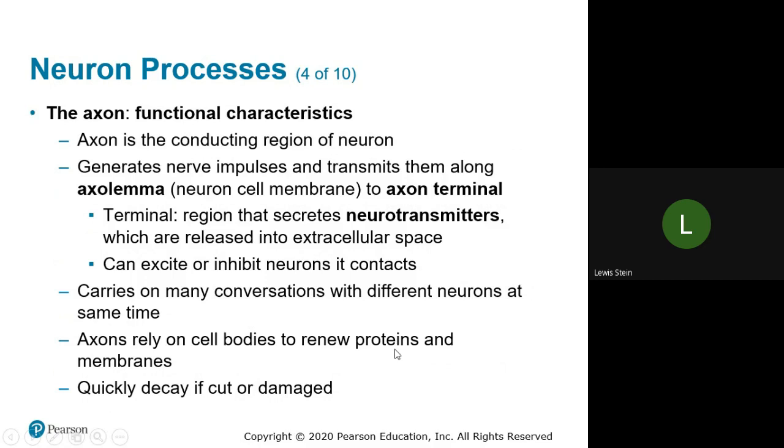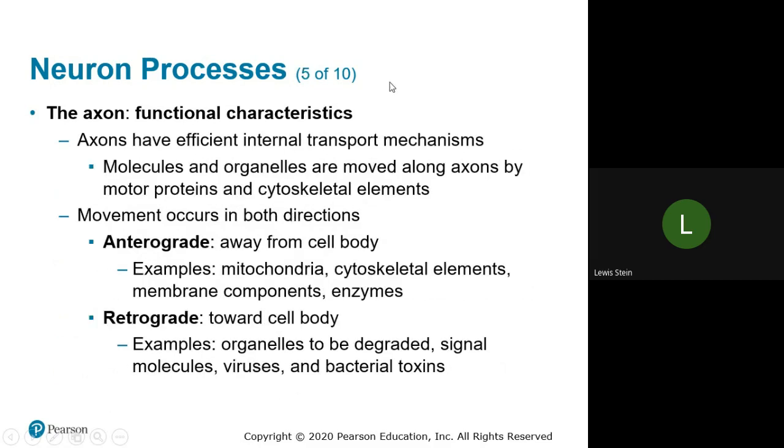Okay, and renewing proteins quickly decay. We're going to get into that nugget as well. The axon's internal transport, this is the important part, can be anterograde, away from the cell body, or retrograde. So things move along the axon. There's a whole series of internal tubules we call neurofibrils. What's interesting in Alzheimer's is that they get tangled.